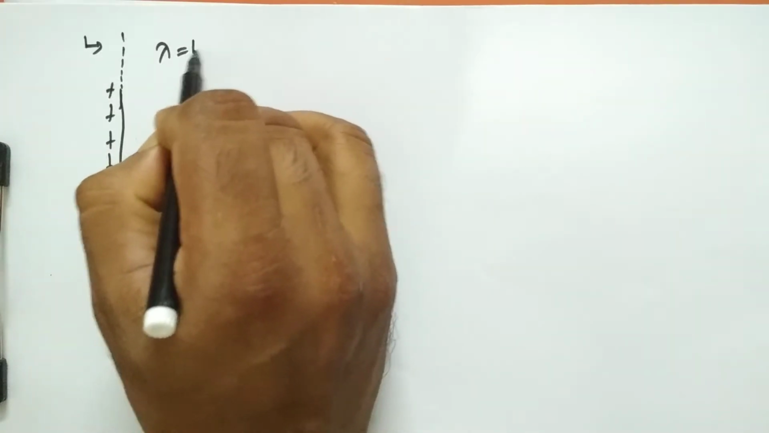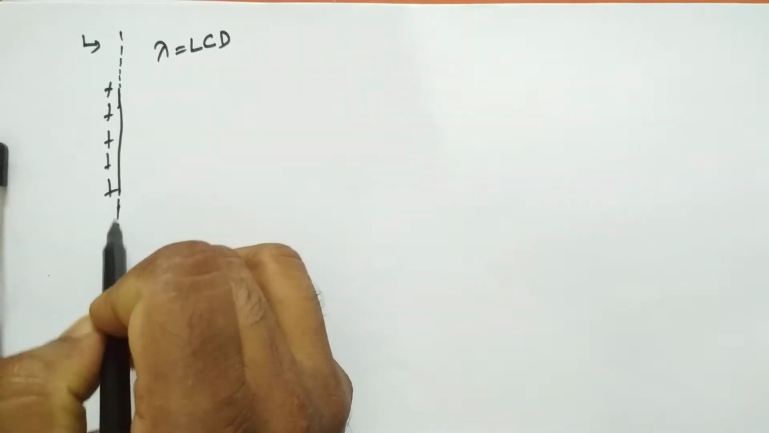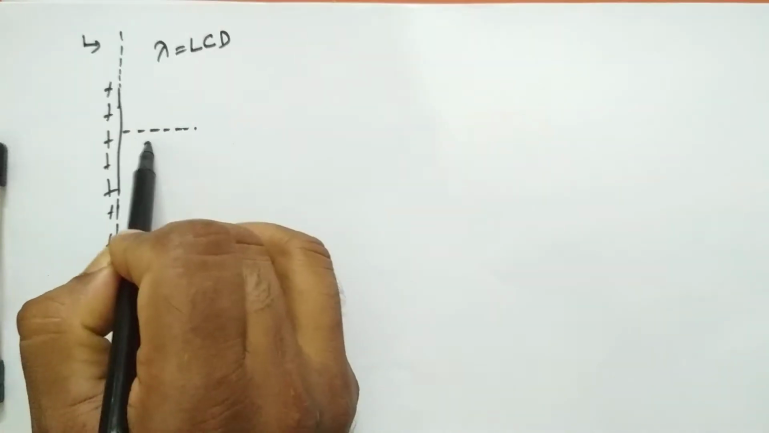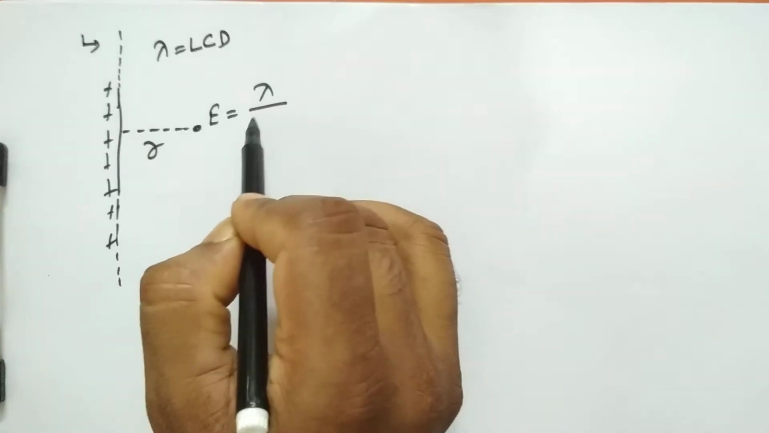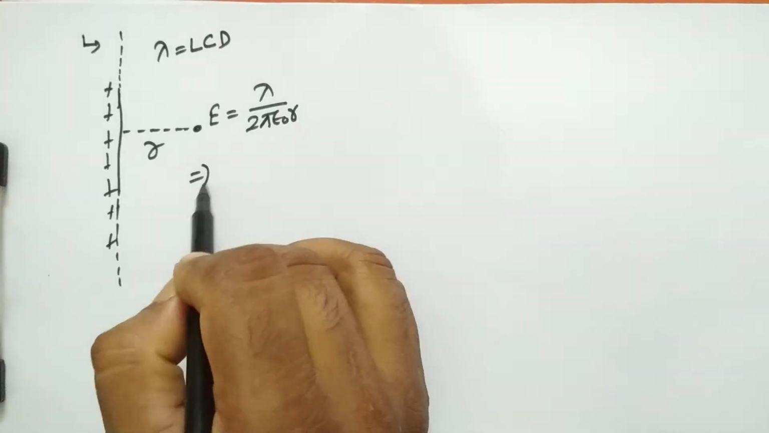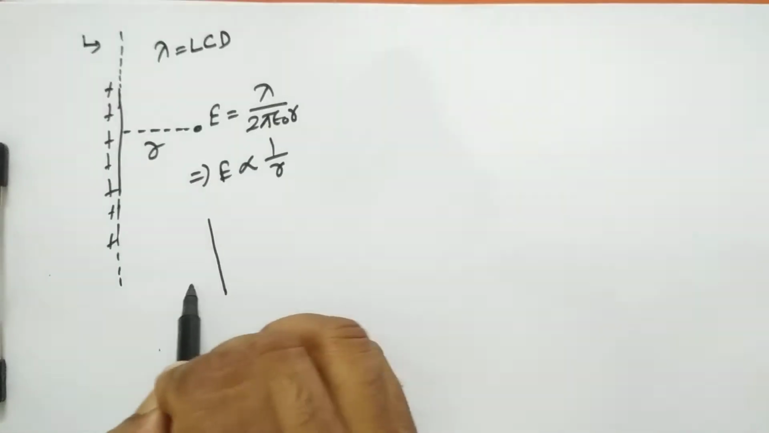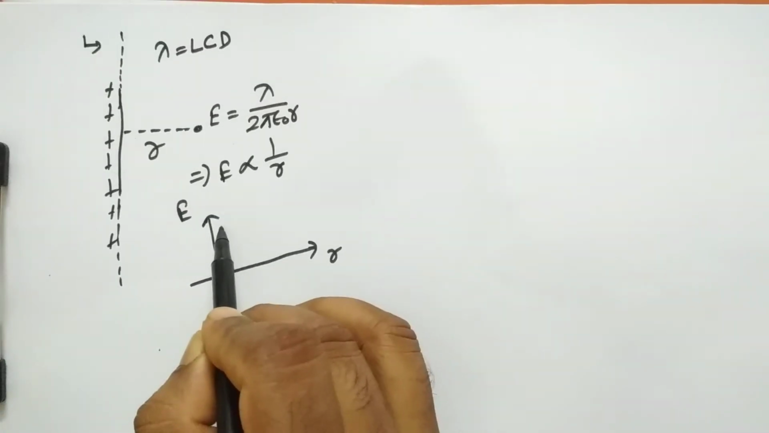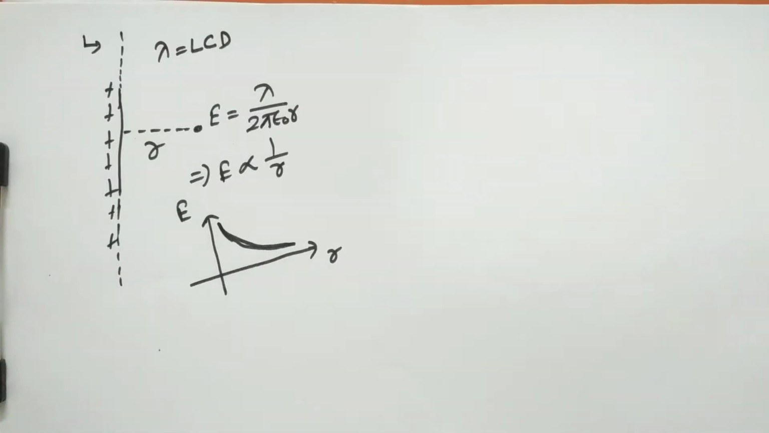where lambda is the linear charge density, this is charge per unit length, then from this particular distribution of charge at a distance r, the electric field will become lambda divided by twice pi epsilon naught r. This one we have already seen, where you can say electric field is inversely proportional to r. If we plot a graph showing the variation of electric field with distance, then we get an inverse curve, inversely proportional. Clear?